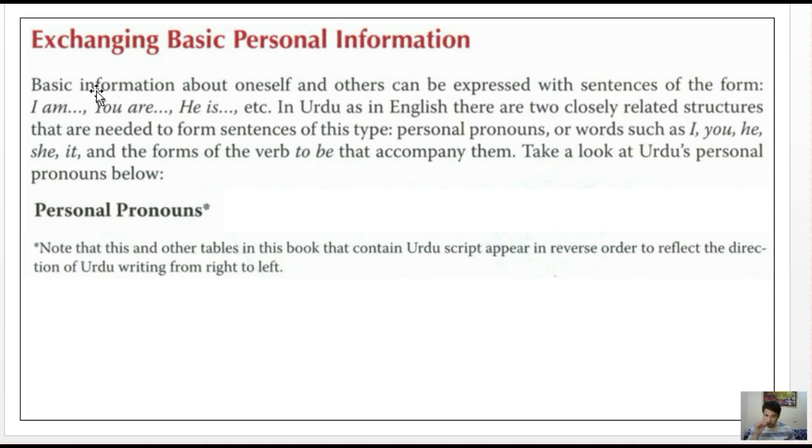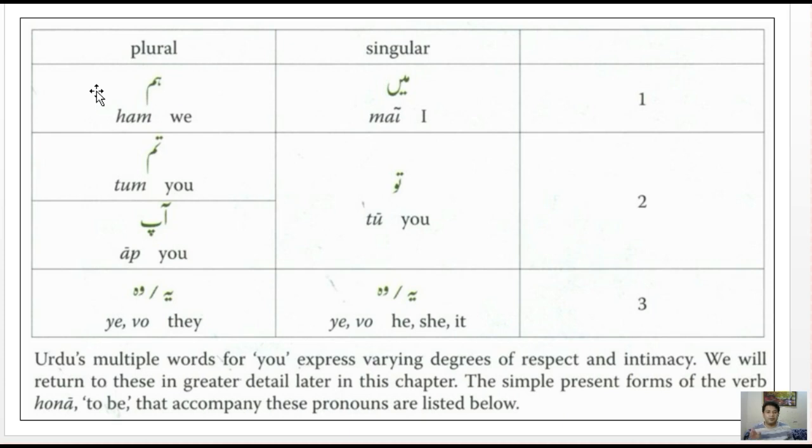Take a look at the Urdu personal pronouns below. You should note that Urdu personal pronouns are represented from right to left, so that might give you a little bit of confusion if you are looking at it for the first time. From right to left, number one is first person, that is I in English, and in Urdu we call it मैं. Plural is we in English and हम in Urdu.